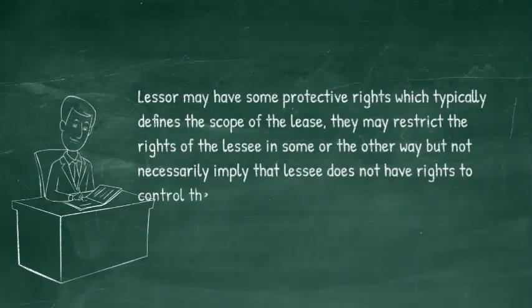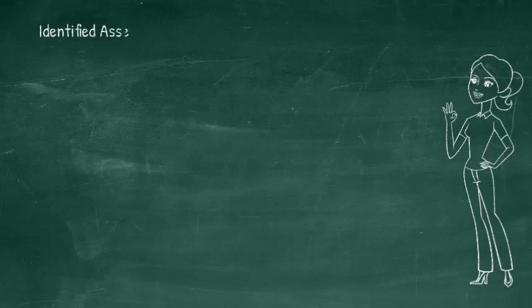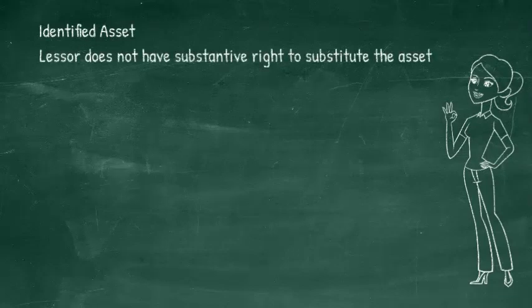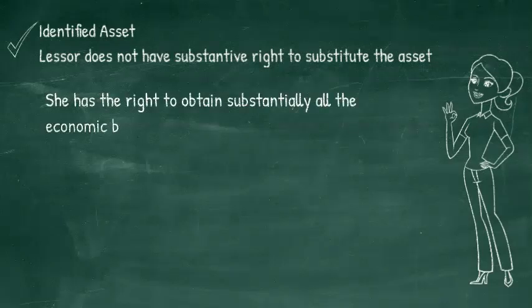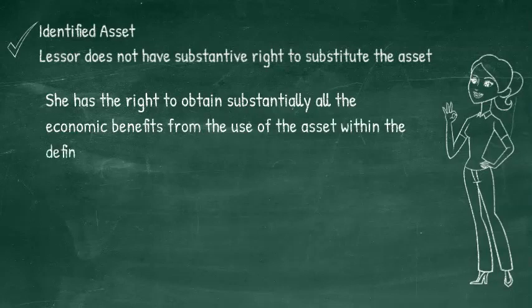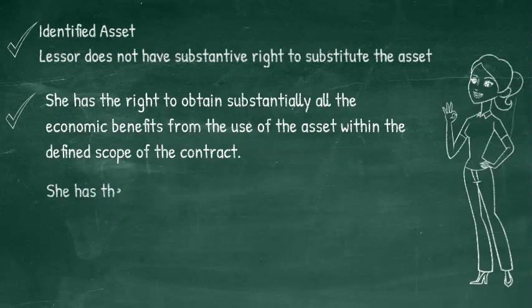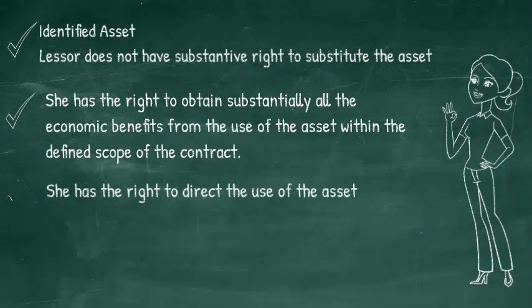So finally, we have our identified asset on which the lessor does not have substantive rights to substitute. Our lessee has right to obtain substantially all economic benefits within the defined scope, and she has the right to direct the use. A combination of all these imply that contract contains a lease. But remember, these rights must be valid throughout the period of use. If she has the rights only for a portion of period, then contract contains lease for that limited term only.